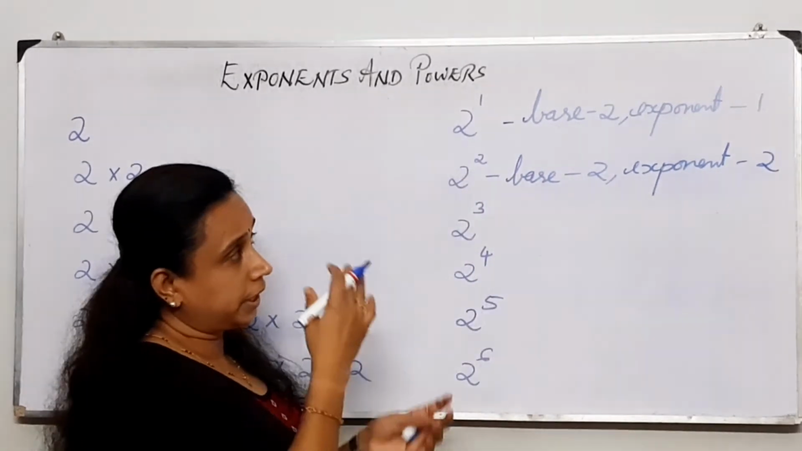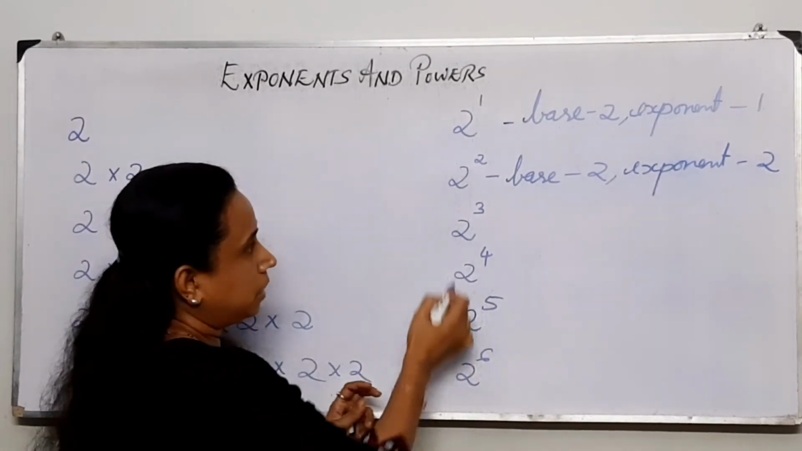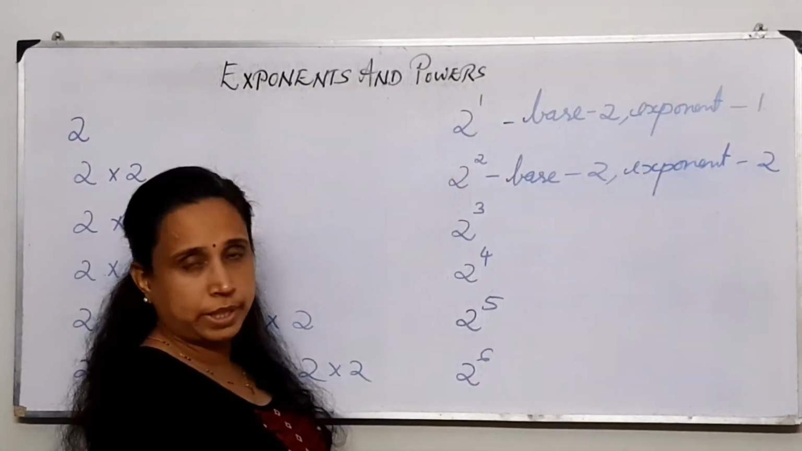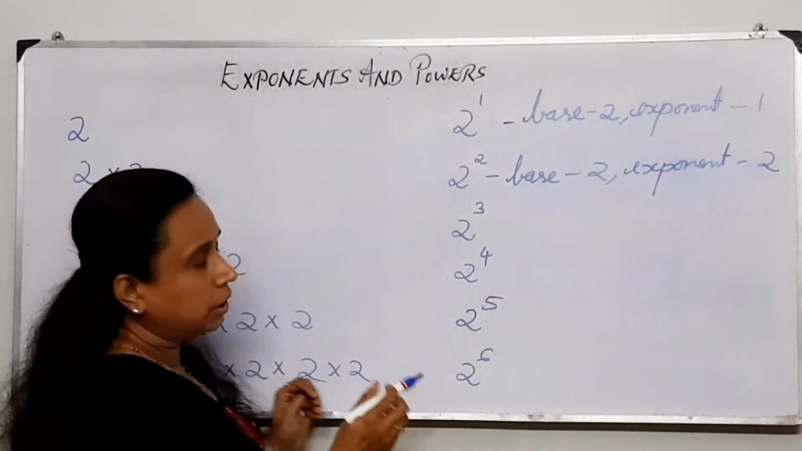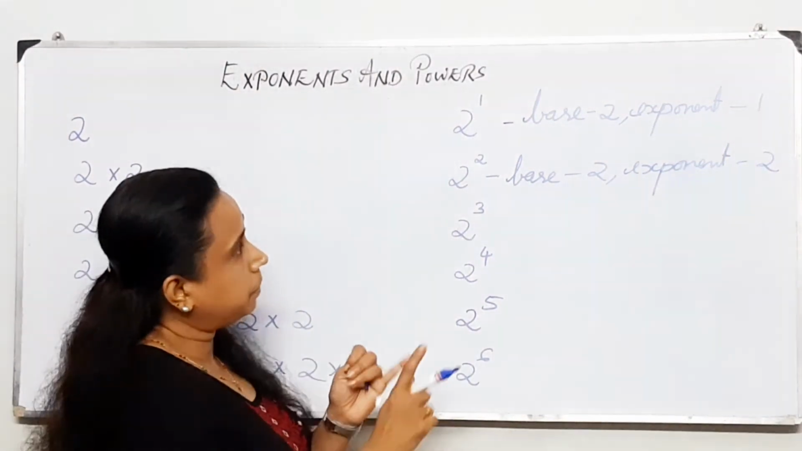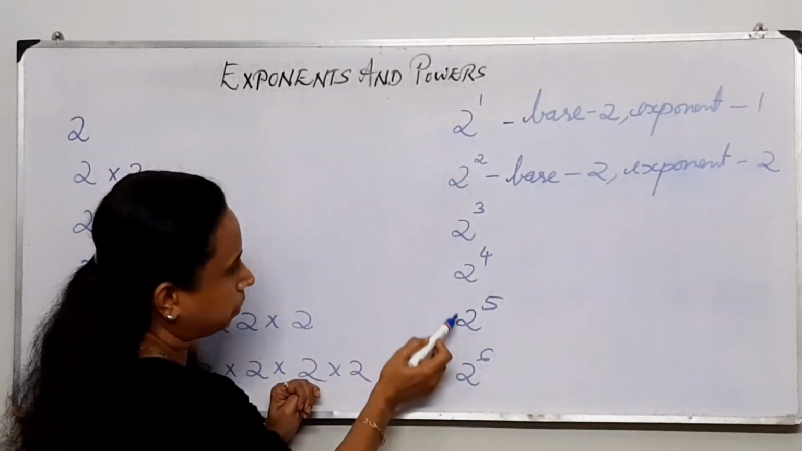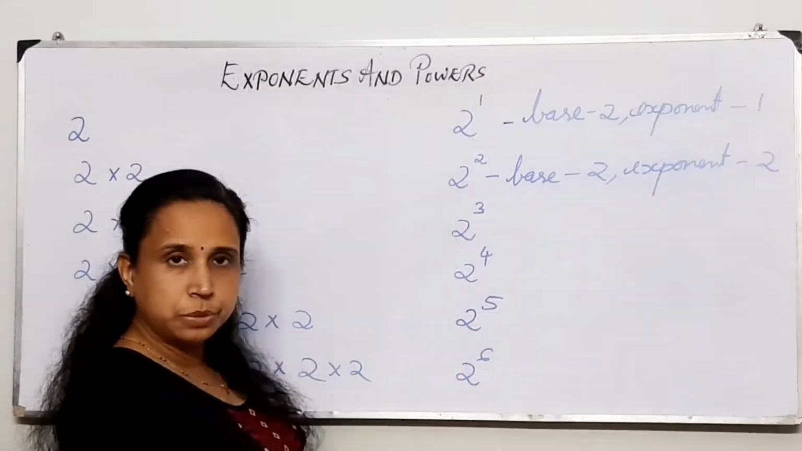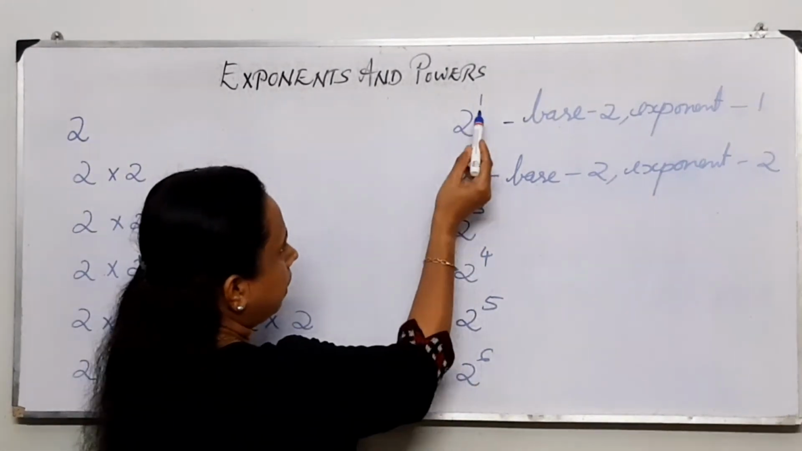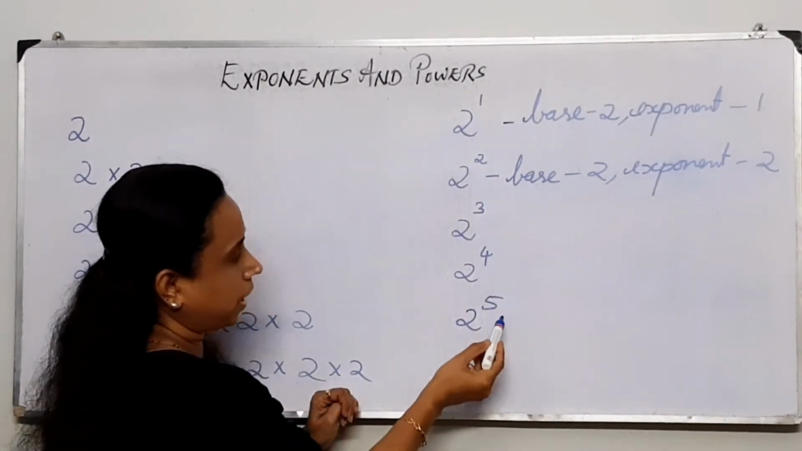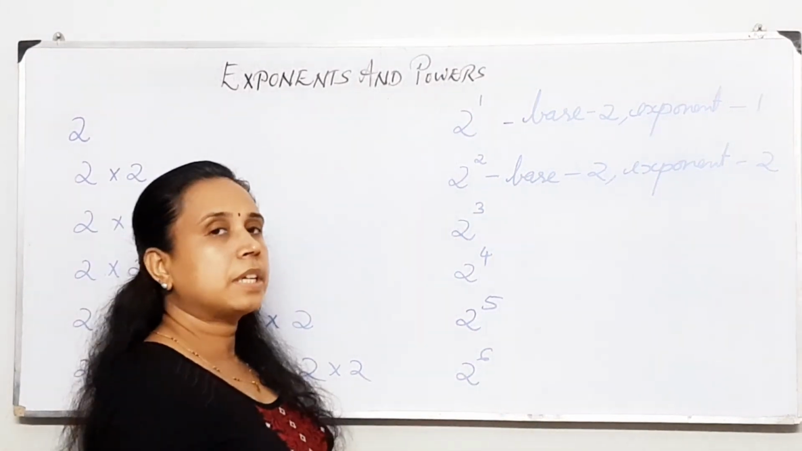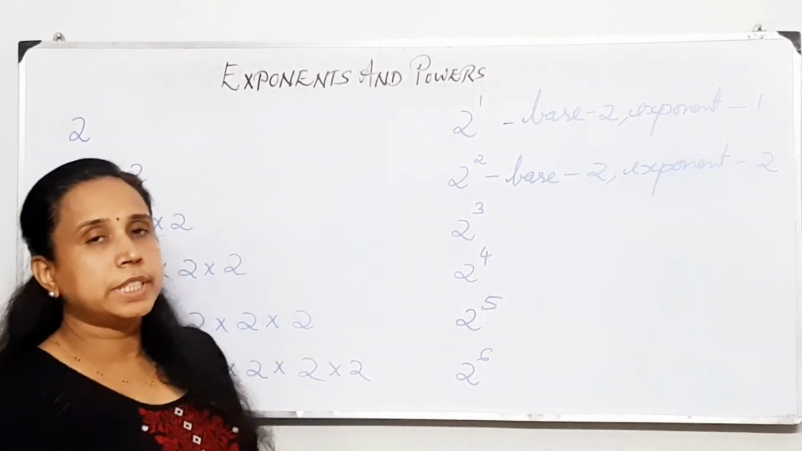This way we can say that these are the bases and these are the exponents. Here the base is 2, only one number everywhere: 2, 2, 2, 2, 2. So here the base is 2 and the exponents are 1, 2, 3, 4, 5, 6. So these numbers are known as exponential numbers.